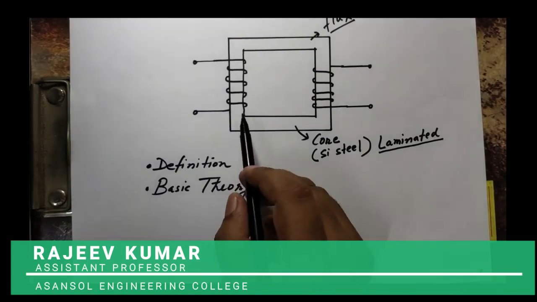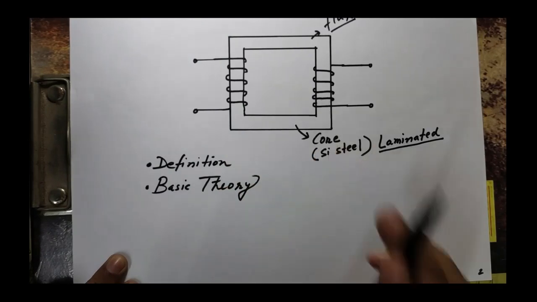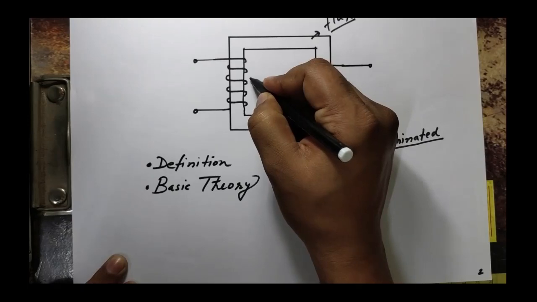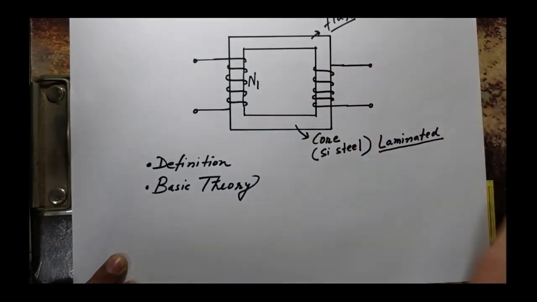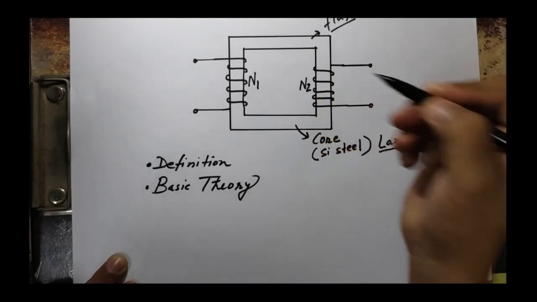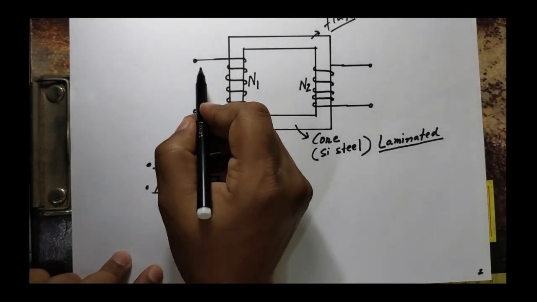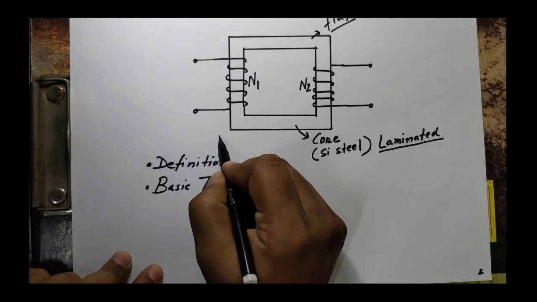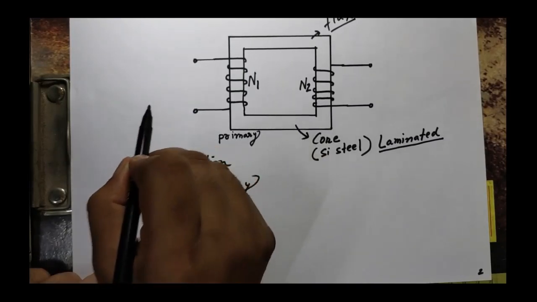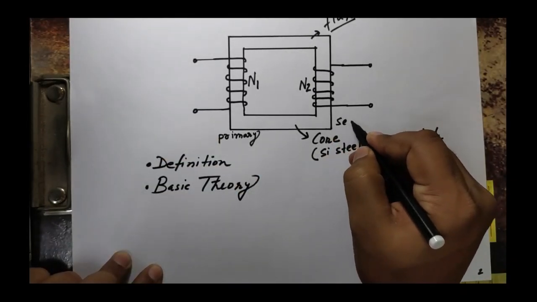So see here, this is called primary winding, this is secondary winding. Let us suppose that the number of turns in this primary winding is n1, and the number of turns in the secondary winding is n2. Clear? Now we call it primary because we will give input to this side and we will get output from this side, so this is called secondary side.